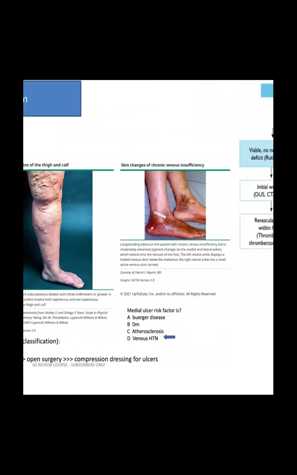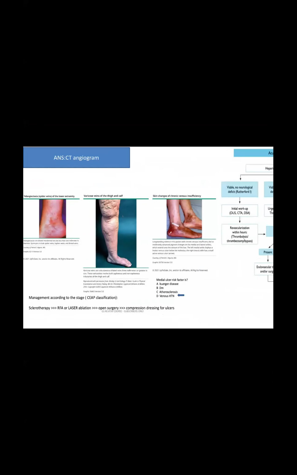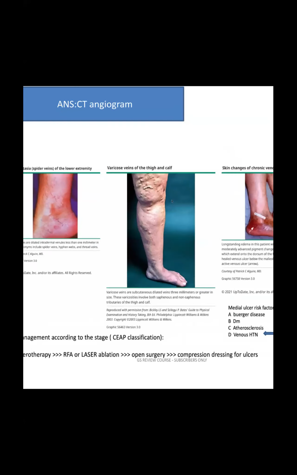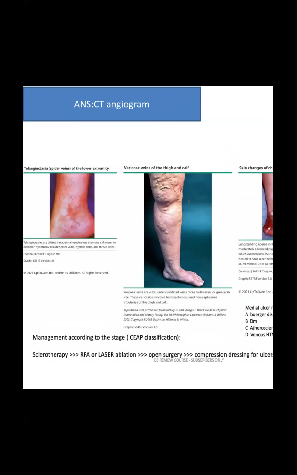So see the scenario. In short, there is telangiectasia, there is a varicose vein, and there are skin changes: chronic venous insufficiency. Okay. Sclerotherapy. We do sclerotherapy, radiofrequency or laser ablation, open surgery, and compression dressing for ulcer. Our management is according to the stage, according to the classification, and we have to manage the ulcerative cases accordingly.